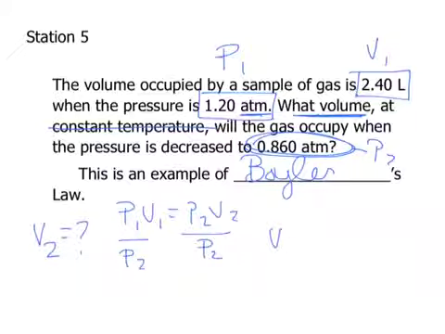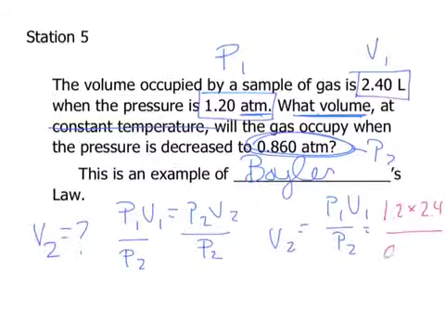Okay, so my new formula becomes V2 equals P1 V1 over P2. Let's plug everything in. In this case, we get 1.2 times 2.4 divided by 0.86. And my answer is we're going to go with 3.3, okay? Well, actually 3.35 because of sig figs. And my units are going to end up being liters because, remember, we're looking for volume, and my other volume was in liters.